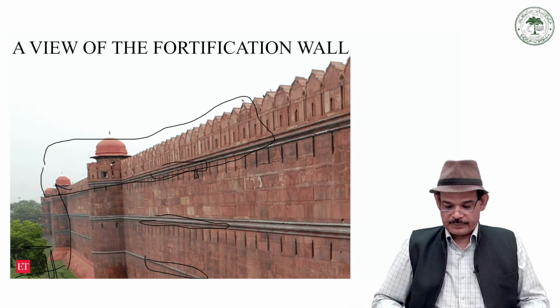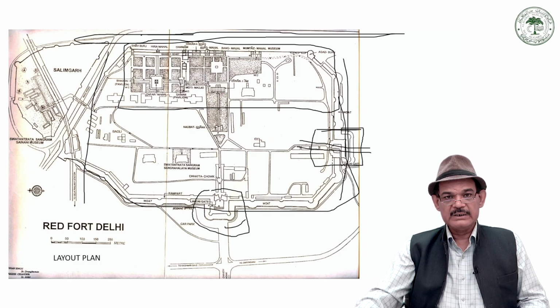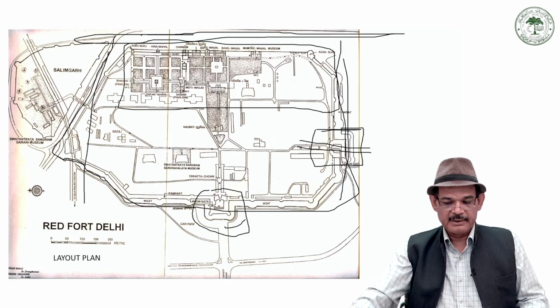These moats surrounded the western and southern sides, and they got their water from the river Yamuna. On the other side, it also surrounded the southern side and touched the river Yamuna, and this moat is fed with water by the river Yamuna.